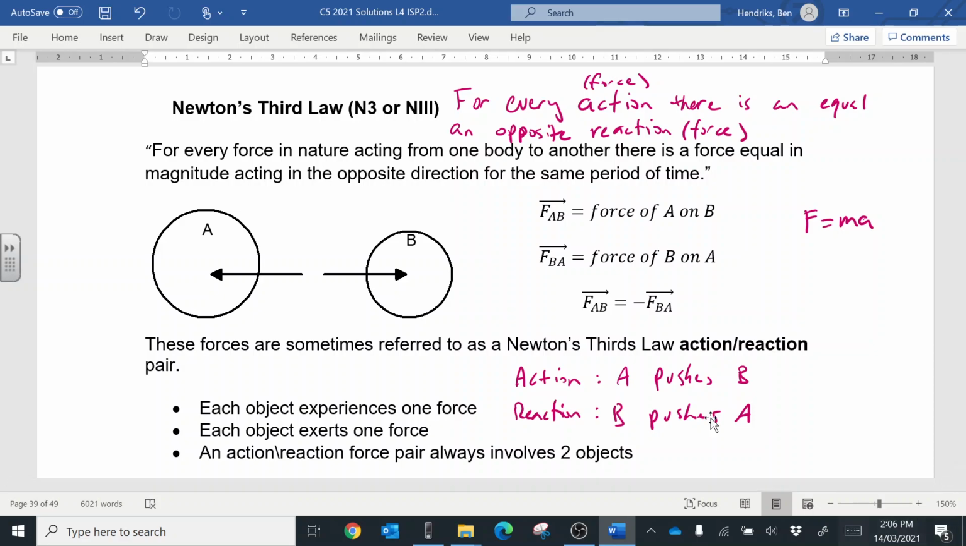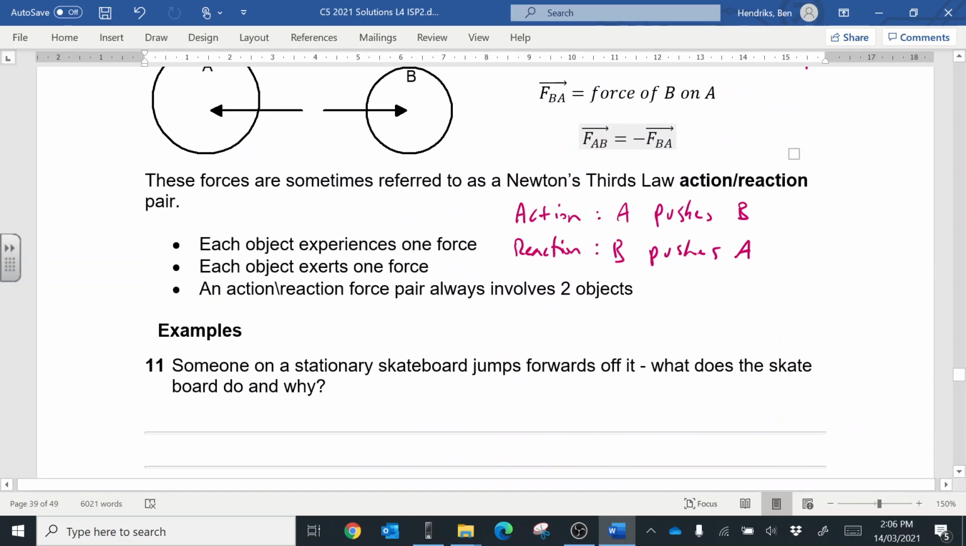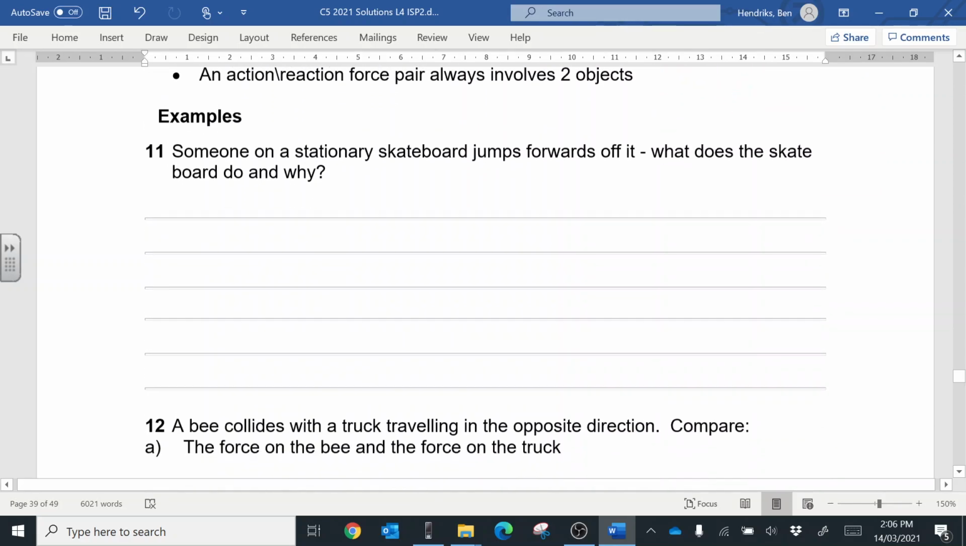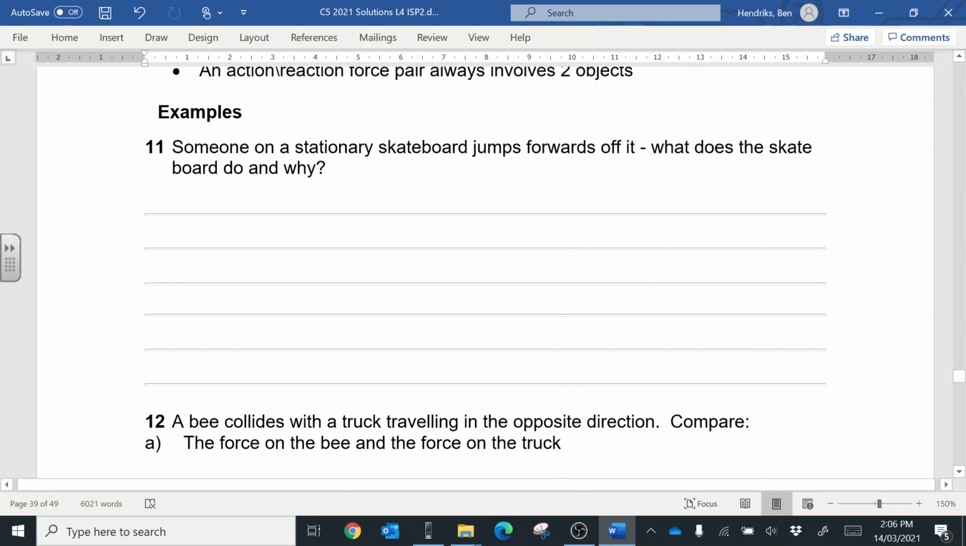Okay, so you will be asked to write down action-reaction pairs like that. Someone on a stationary skateboard jumps forwards off it. What does the skateboard do and why? So the action in this case is person pushes skateboard. And the reaction is skateboard pushes person.